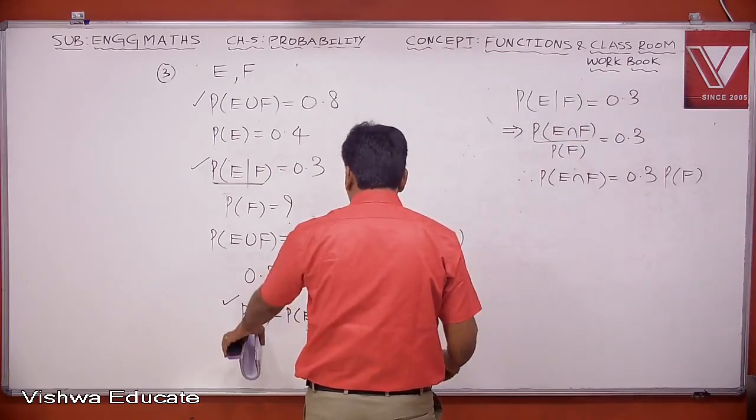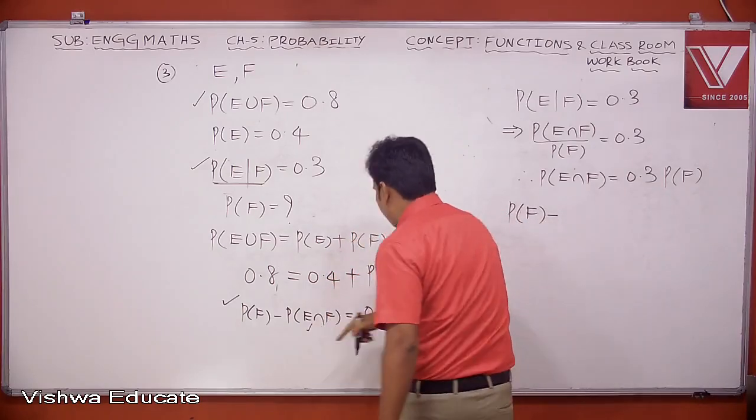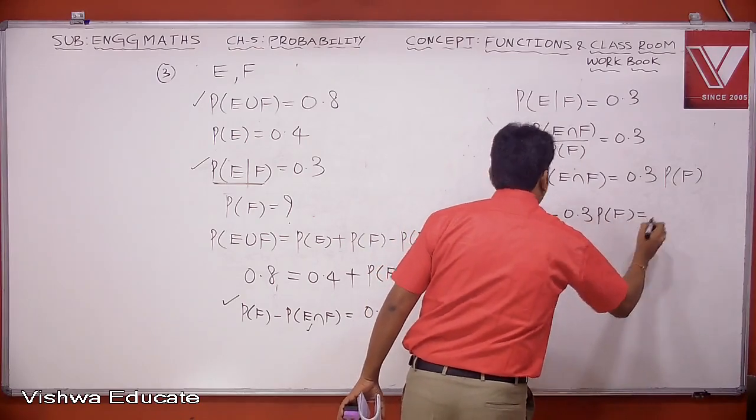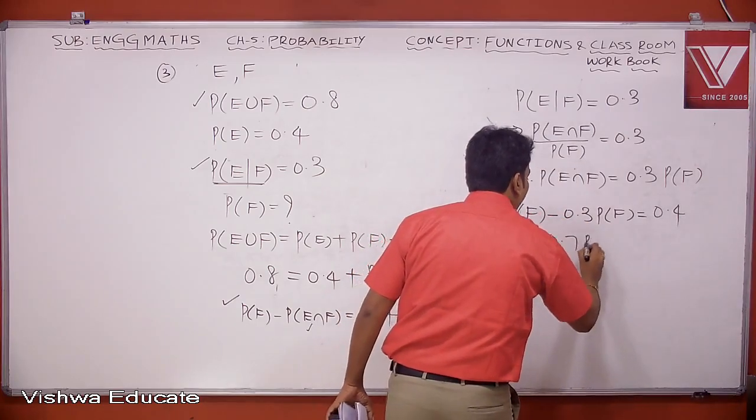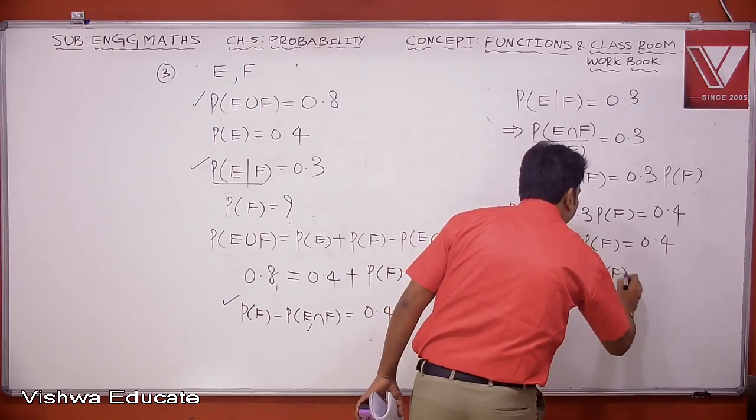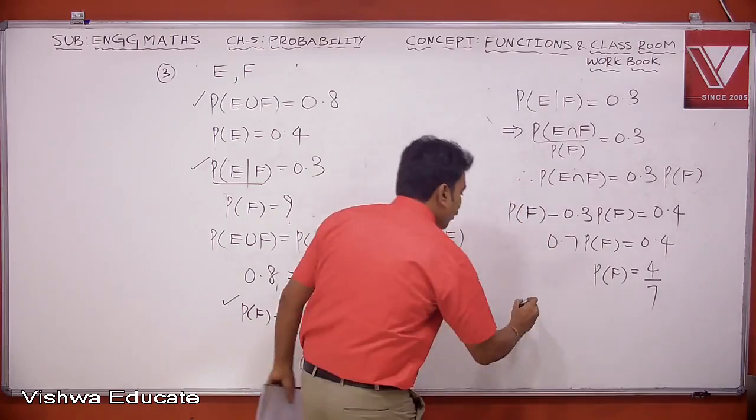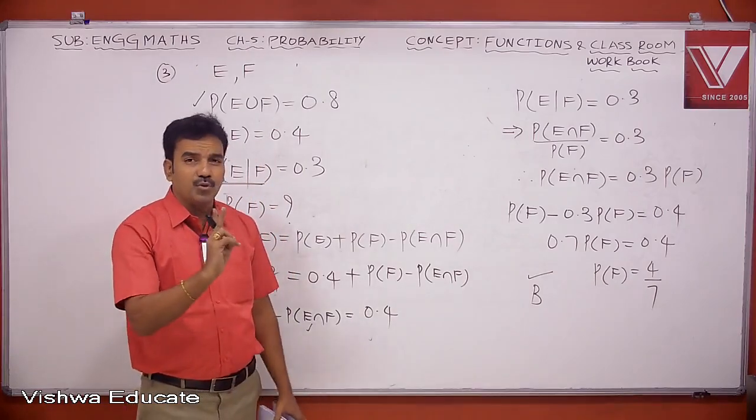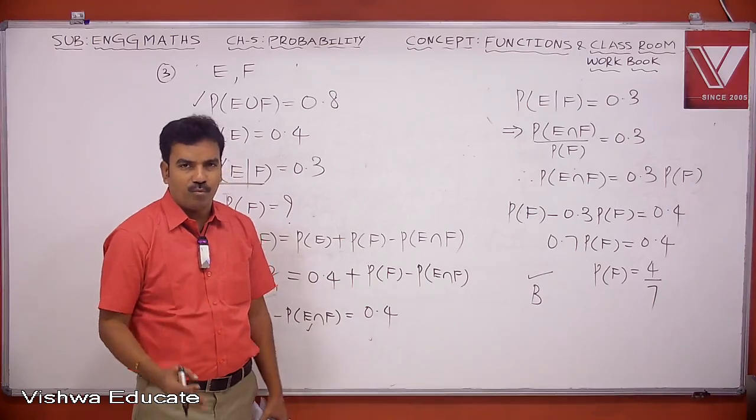Therefore, from this equation, we can write P of F minus this P of E intersection F, replaced by 0.3 into P of F, equals 0.4. So, therefore, this is 0.7 into P of F equals 0.4. Therefore, P of F equals 0.4 by 0.7. So, this is 4 divided by 7. So, option B is right. So, in this problem, we have used two things. One is the definition of conditional probability and another is addition theorem on probability. Work out this.